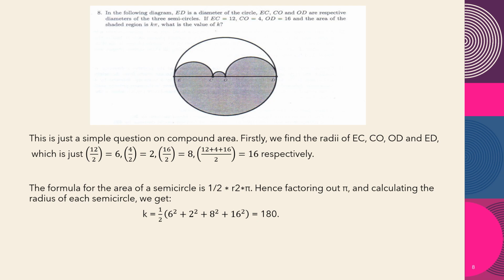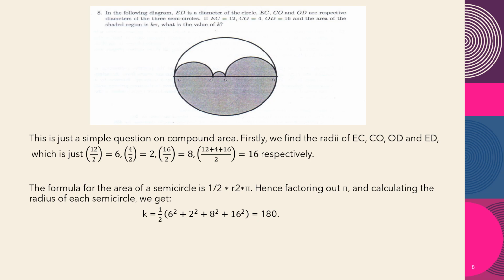Okay, this is quite PSLE type. What we can do over here is it's just a simple question on compound area. If we can realize that there are four semicircles here. We are individually given the diameters of the smaller three, but if you want to find the diameter of the larger one, it's just 12 plus 4 plus 16.